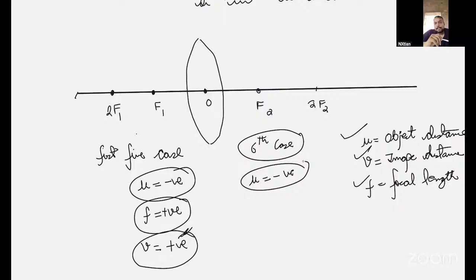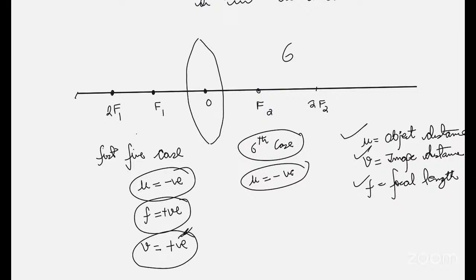The sixth case, say it again. So I think I have a diagram, sir. Yes. So the sixth case, what is the sixth case? The sixth case is when you put an object between F1 and O in a convex lens.